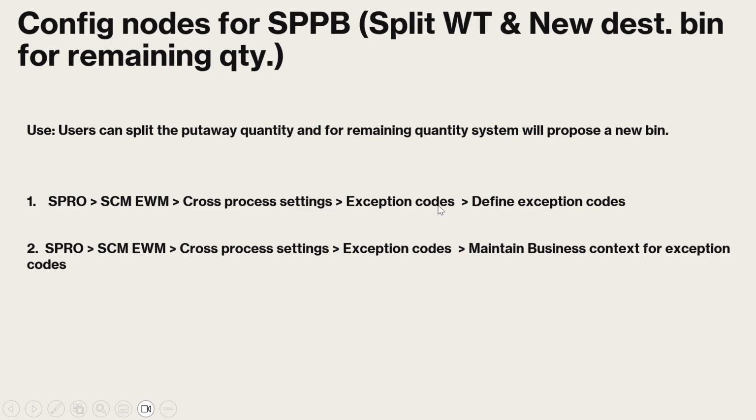In order to proceed with the SPPB exception code, it is mandatory to do the config beforehand. For that, we need to follow this SPRO node path where we go to the define exception code node, which is under cross process setting and exception code. Similarly, there is another config where we need to set up things before we proceed with SPPB. Let me go to the SAP screen and show you this config node first, and later I will show you the use of SPPB in RF device for a particular delivery.